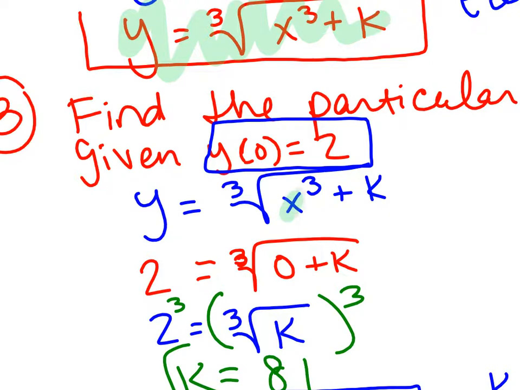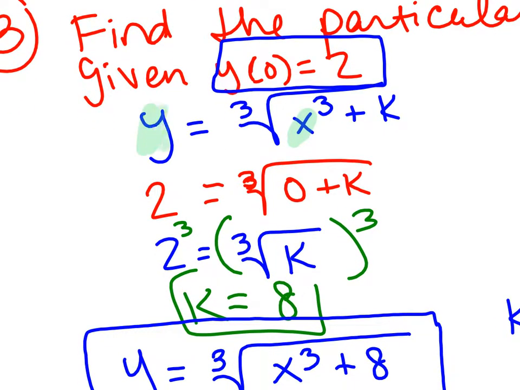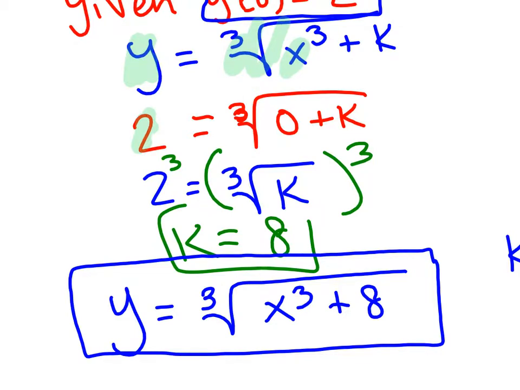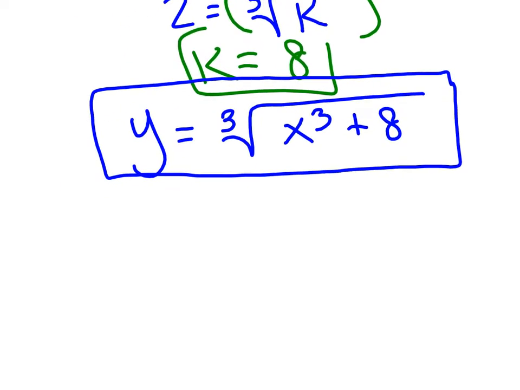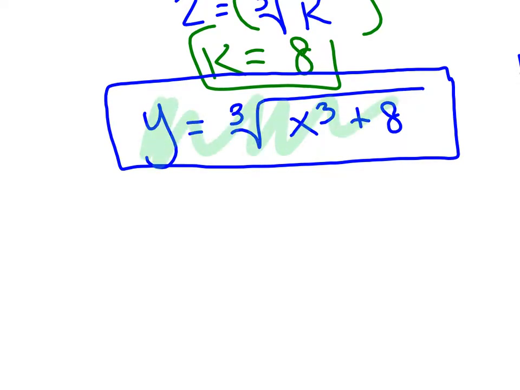So plug in 0 into x, you're going to get 2 equaling the cube root of k. So let's do that. So 2 equals the cube root of k. Cube both sides to get rid of that, and k will equal 8, giving us y equaling all of this good stuff.